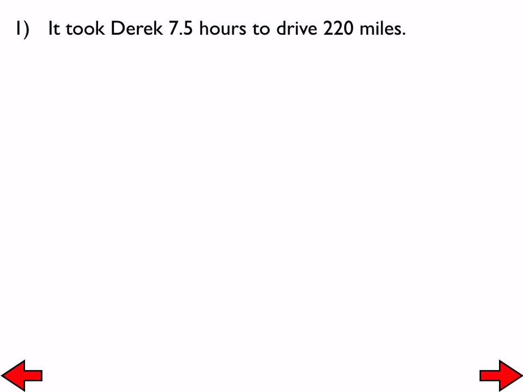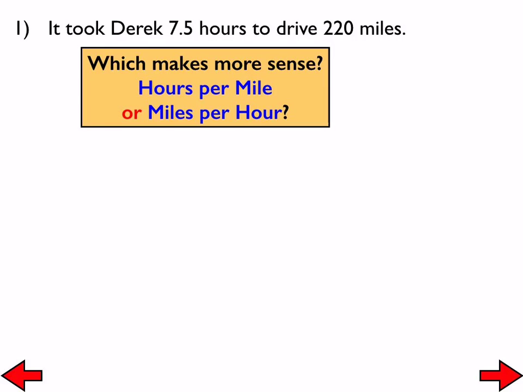All right, so let's start at number 1. It took Derek 7.5 hours to drive 220 miles. Well, from that one sentence, there are 3 things that we have there. First of all, we have a ratio, and then we have a rate, and then from that, we're going to try and find the unit rate. But before we even get into that, we need to think about, and I've been alluding to this the last couple of days, trying to figure out which unit rate makes the most sense.